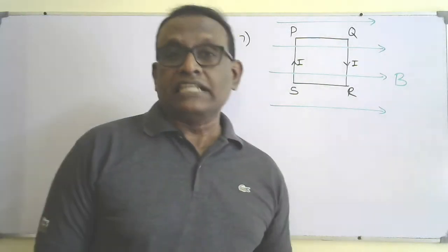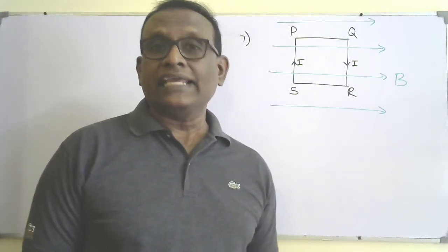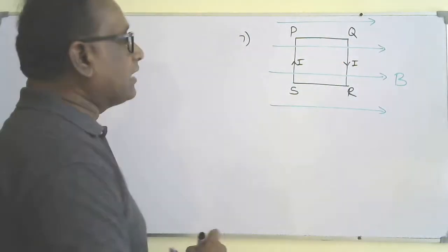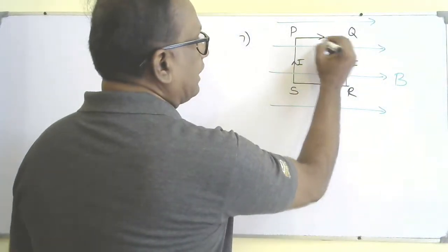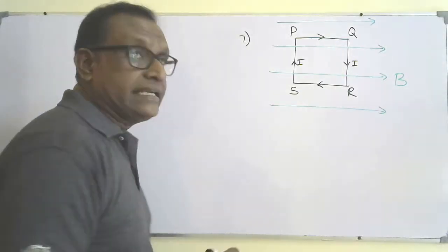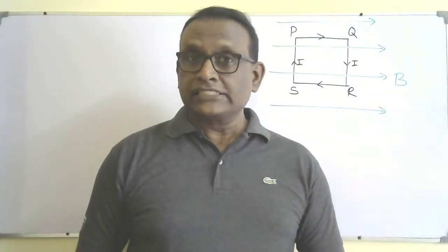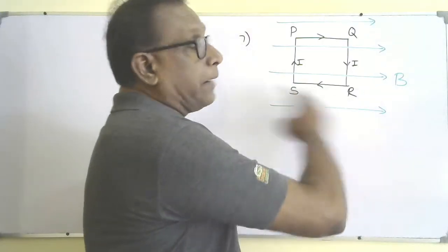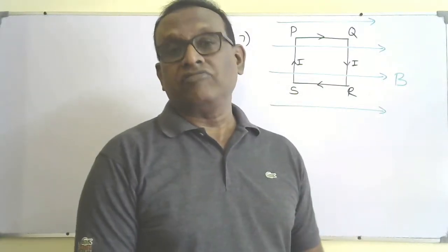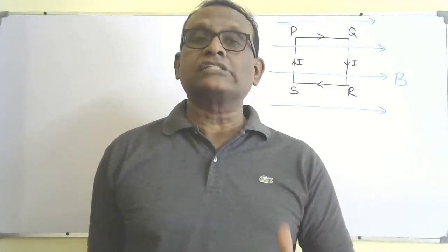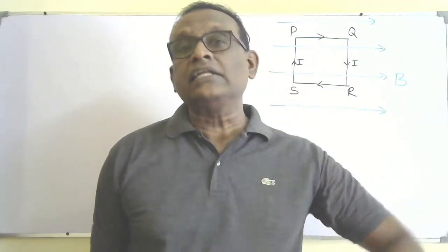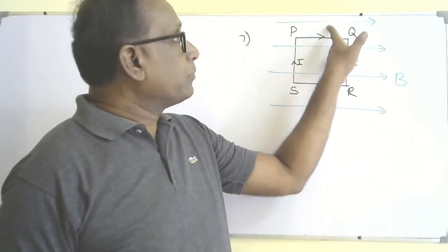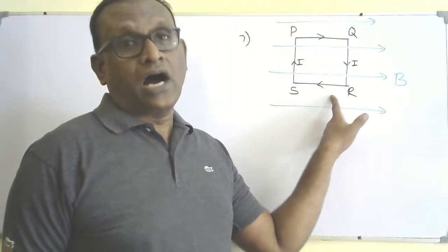If you use Fleming's left hand rule, there won't be any force on the sides PQ and RS, because the direction of the current and the direction of the magnetic field are parallel. The directions could be opposite here, but they are parallel. So you can't use Fleming's left hand rule, because the direction of the magnetic field and the direction of the current should be perpendicular to each other. So there is no force on PQ, no force on RS.